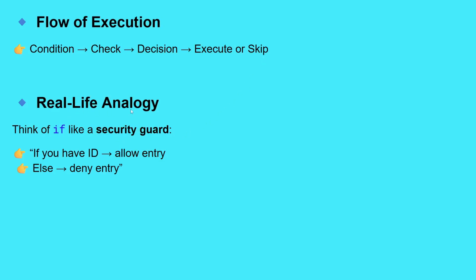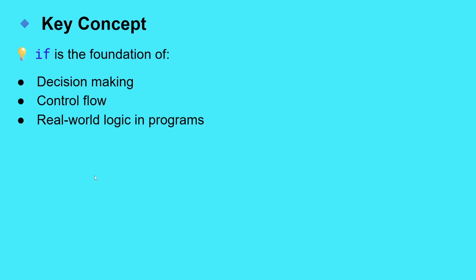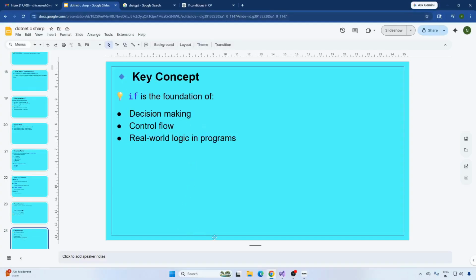Real life analogy: think of if like a security guard. If you have an ID, allow entry, else deny entry. Key concept: if is the foundation of decision making, control flow, and real world logic in programs. Now let's see those in the code.